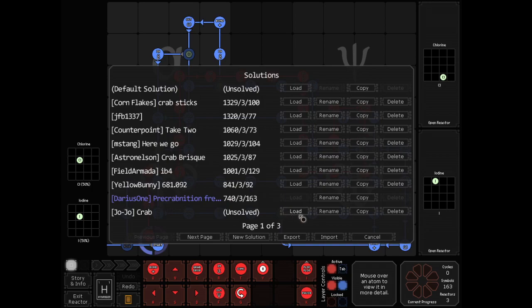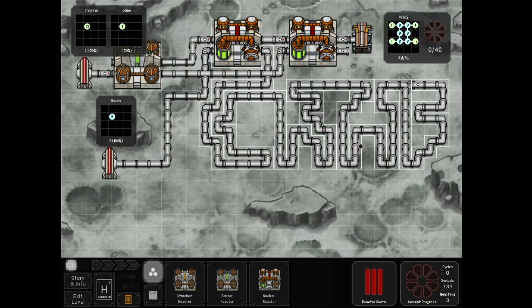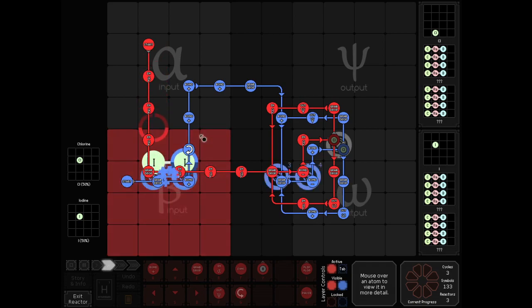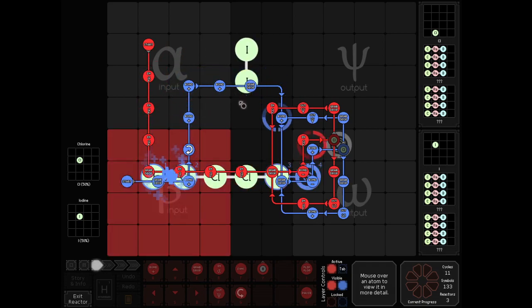And next is Crab by JoJo, with pipe spelling out crab. Spelling things with pipes is a classic. And also filling these with crab because you like crabs apparently. We're going to pull out 2 iodines like before.